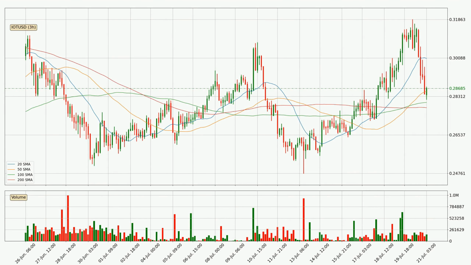Moving to the 3-hourly simple moving averages, the price broke the 20 SMA to the downside, but it's not a very strong signal because the volume hasn't been very high. The current price is between the 50 and the 20 SMA.